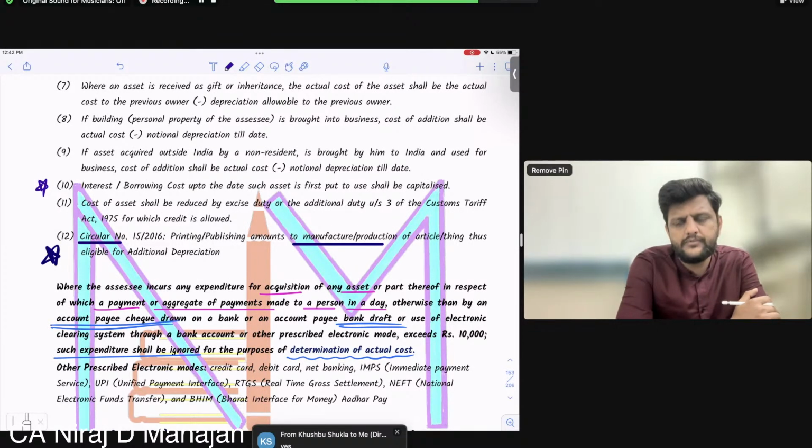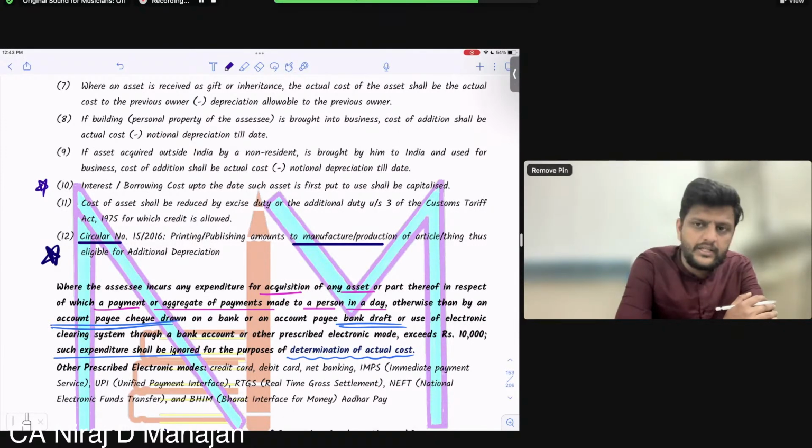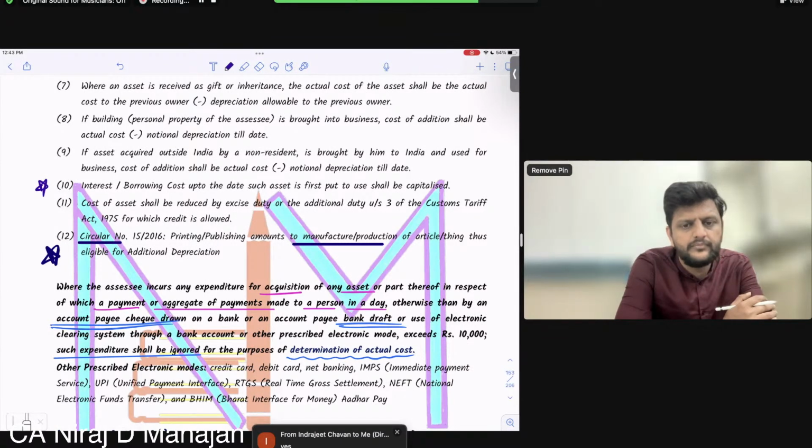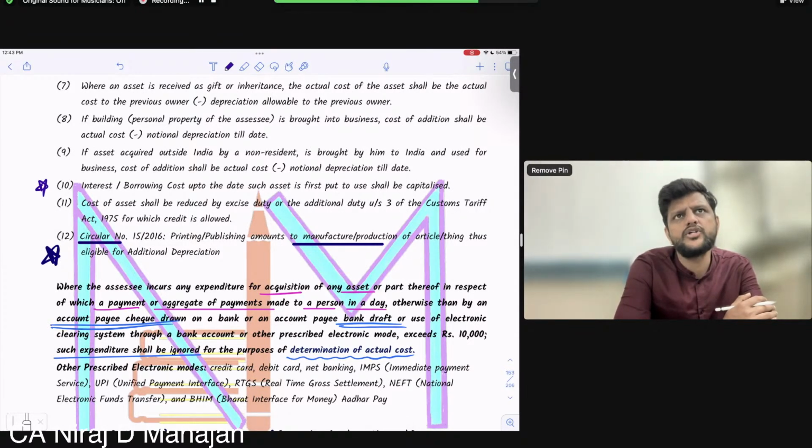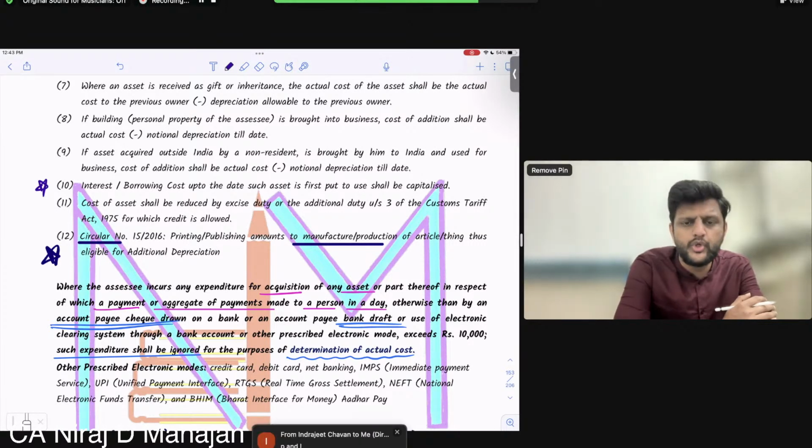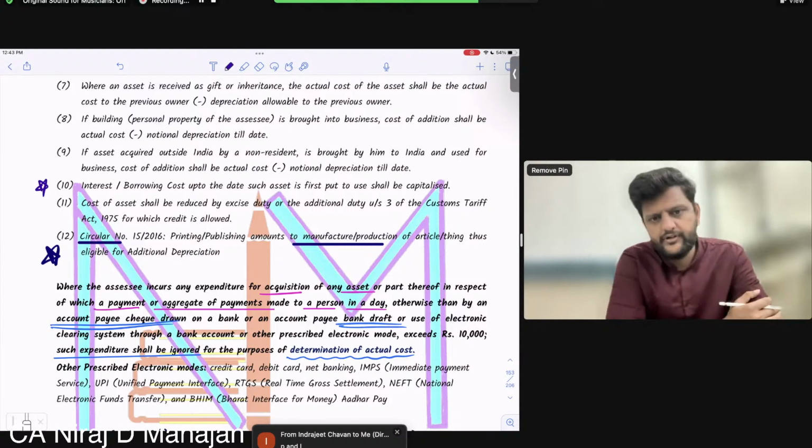Interest or borrowing cost. Borrowing cost or interest means what? We have taken a loan for the purpose of plant and machinery. Whenever you are repaying the loan, do we capitalize that interest till the date of put to use? In accounting also we capitalize it till installation. So here also, if you have taken a loan, till the date put to use we capitalize it, and the interest accrued after the date of put to use will go to P&L. It will be a revenue expenditure.